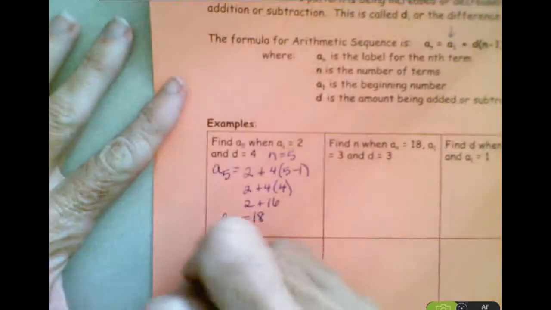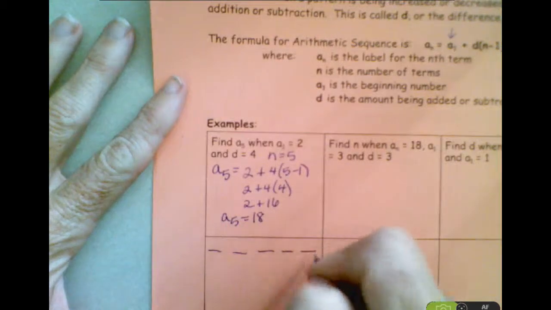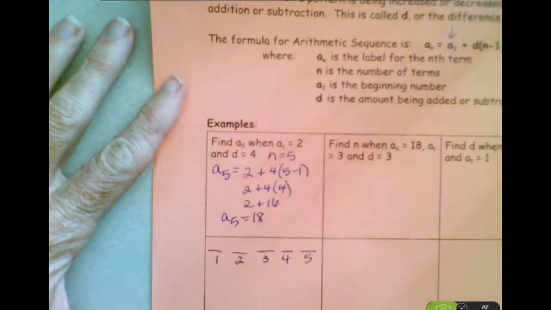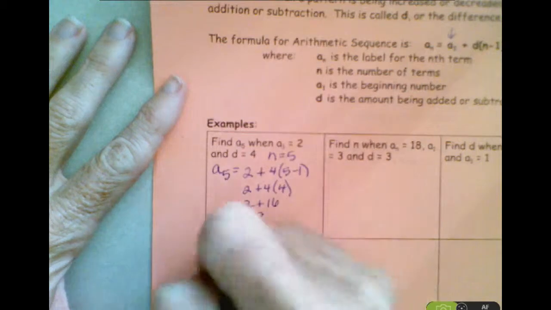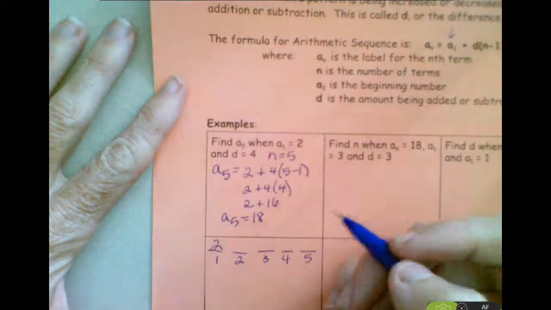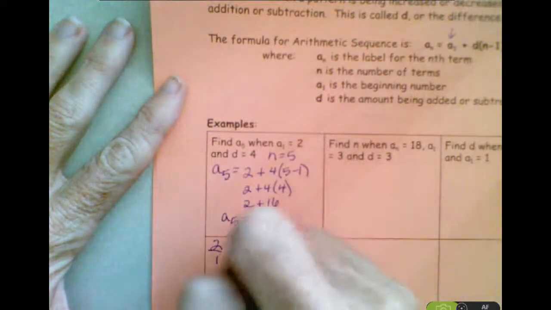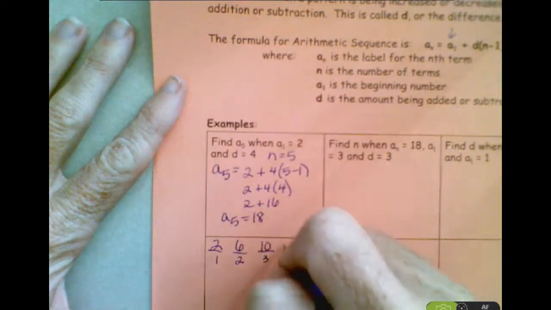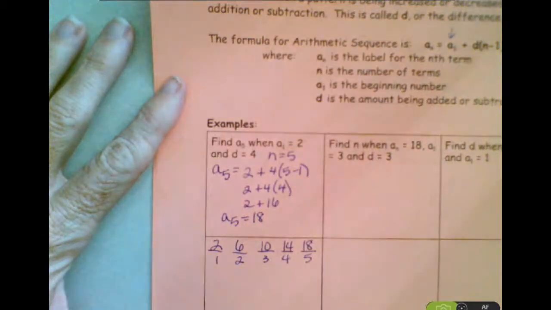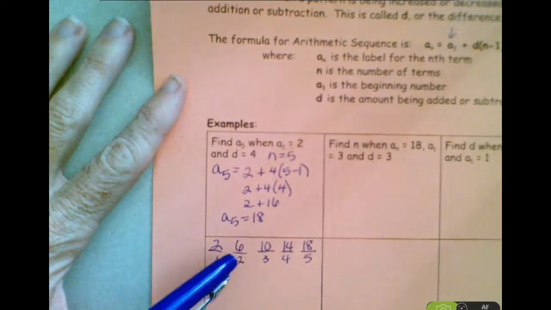And here's an easy way to check it. Here's 1, 2, 3, 4, there's our 5 terms, right? What was our A1? 2. And what were we adding each time? What's our D? 4. So we're adding 4 each time. What's 2 plus 4? 6. Plus 4? 10. Plus 4? 14. Plus 4? 18. That's what we ended up with. It's just a mathematical way to do it so that you don't have to write out line after line and keep adding, right?